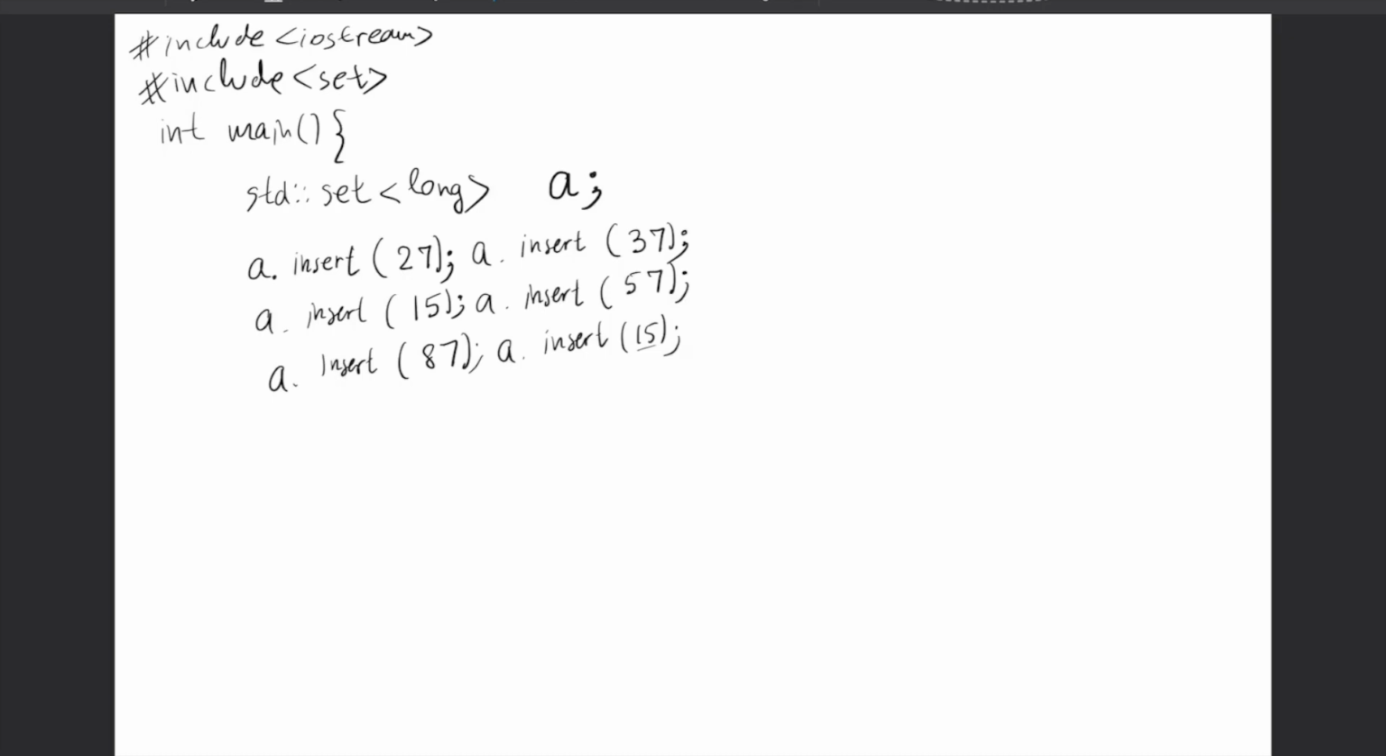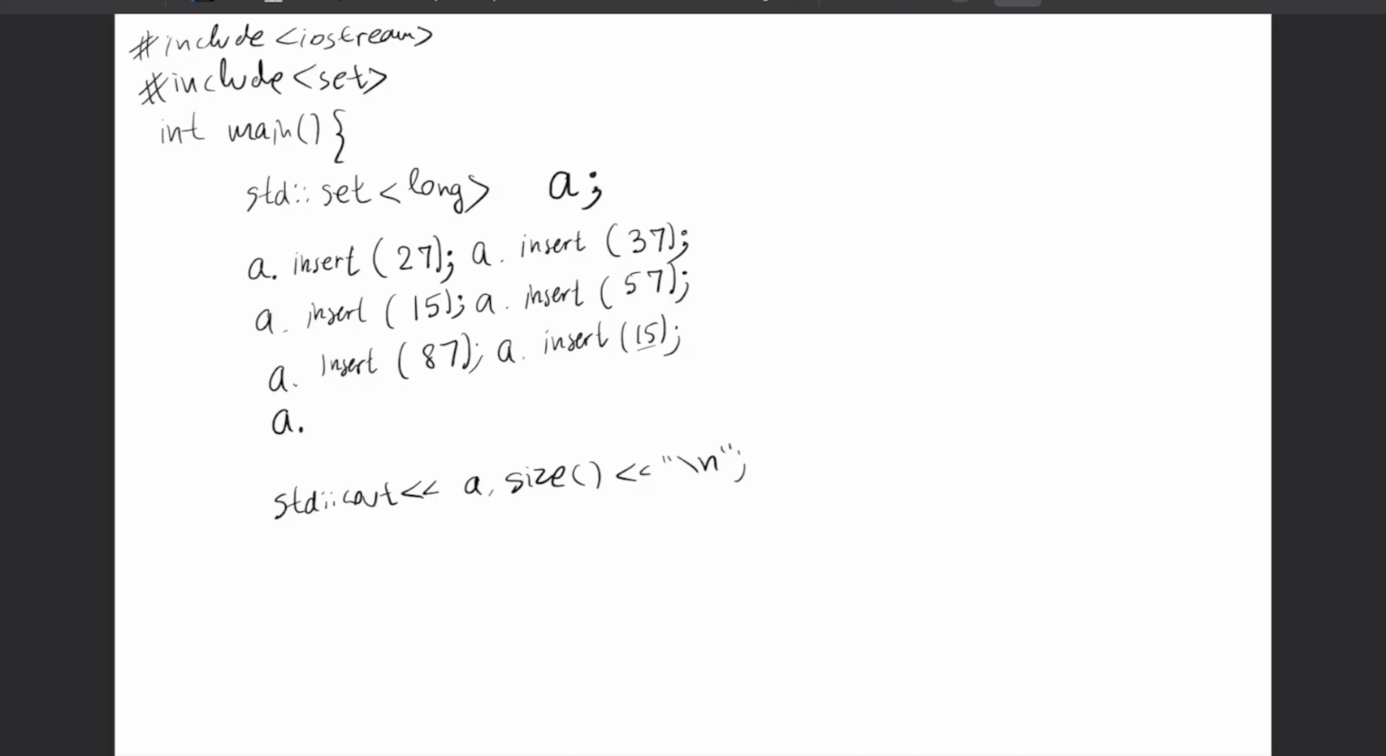The method insert can be used to put elements in the set. You can notice here that number 15 is something that we are attempting to insert twice. The consequence of this is that only one of those will be in the set. Then if you type size, this program will now print 5 because there are 5 elements of the set.